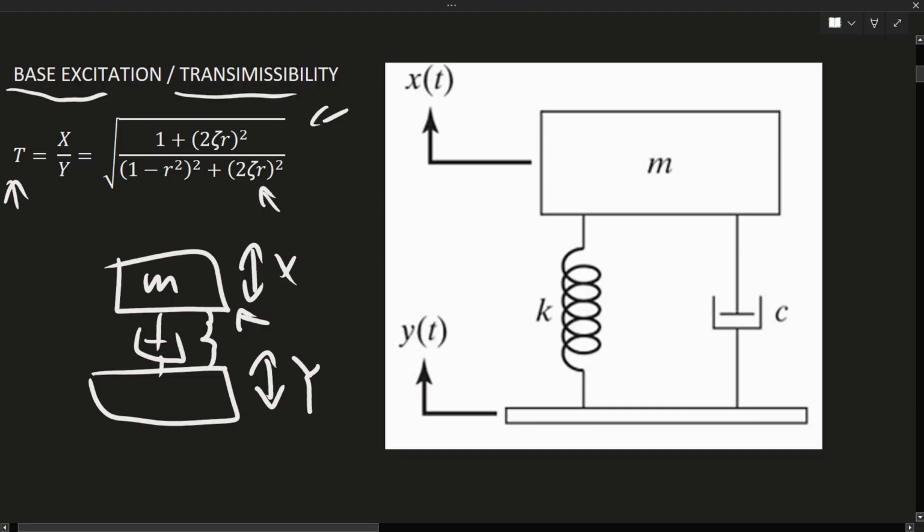In this equation, R means the frequency of the system, how much the system is vibrating, how much it's moving, divided by the natural frequency of the system.